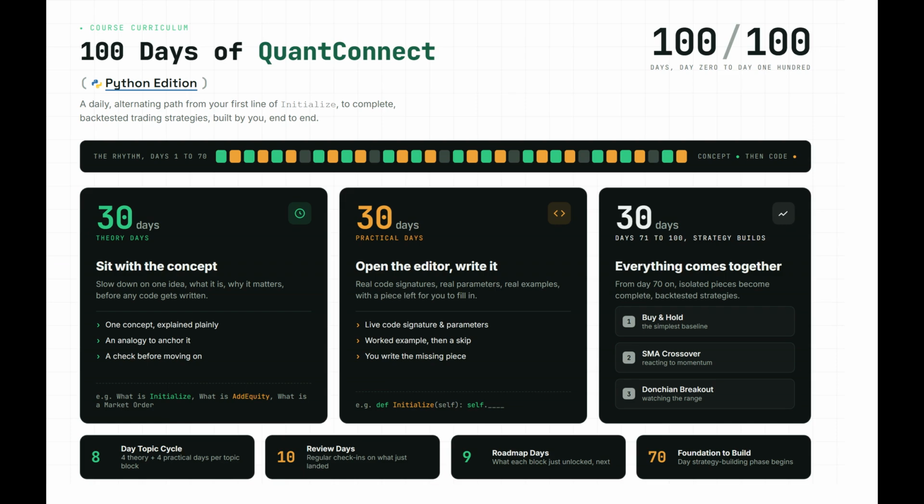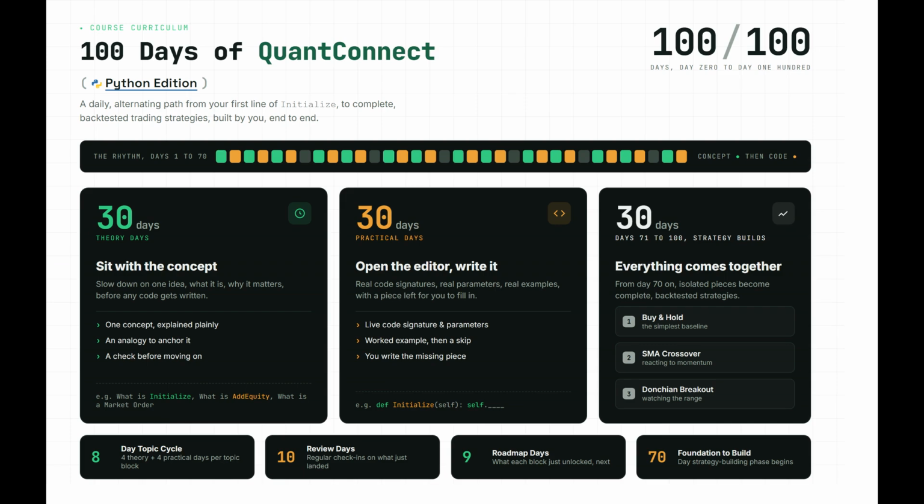Now here's the thing I really want you to notice. These two types of days, theory and practical, they alternate, back and forth. Concept then code, concept then code. I did that on purpose. If this course were 30 straight days of theory, you'd start glazing over. Too much abstraction, no chance to apply it, and it just doesn't stick. And if it were 30 straight days of code with no grounding, you'd be copying syntax without understanding why any of it works, which means the moment something breaks, you'd be lost. So instead, we go back and forth. You learn an idea, and almost immediately, you get to use it. That rhythm is what keeps this course interesting, day after day. You're never doing the same kind of work for too long, and you're never far from applying what you just learned.